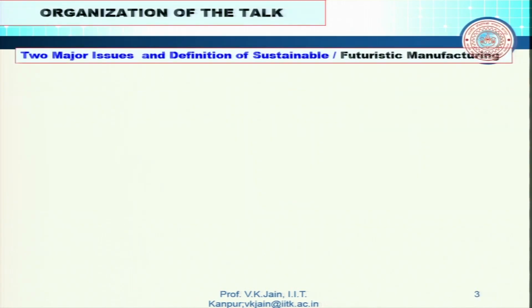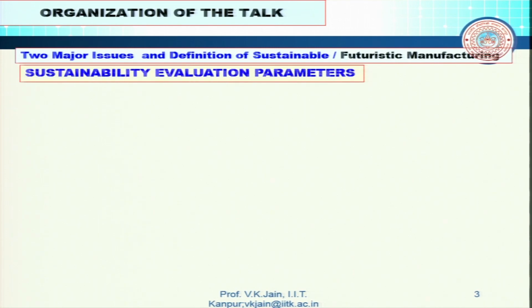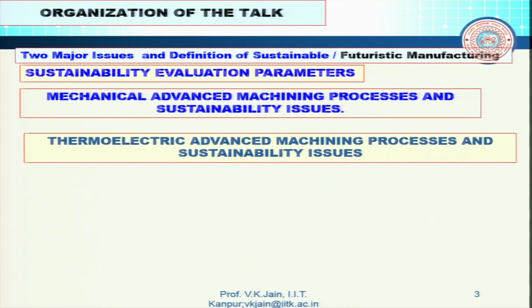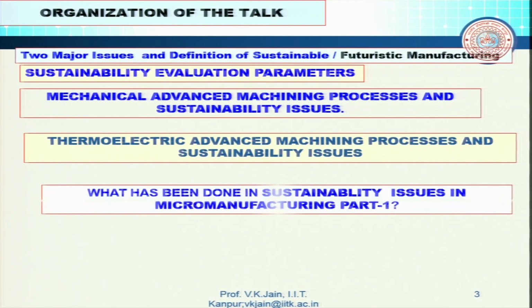Organization of the talk: 2 major issues and definition of sustainable futuristic manufacturing, sustainability evaluation parameters, mechanical advanced machining processes and sustainability issues, then thermoelectric advanced machining processes and sustainability issues, what has been done in sustainability issues, that we will discuss at the end of this lecture, and conclusion.